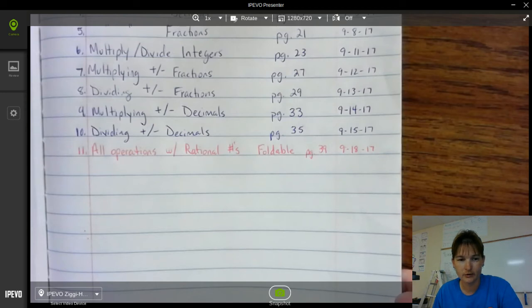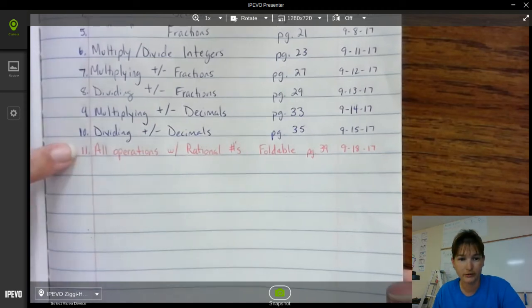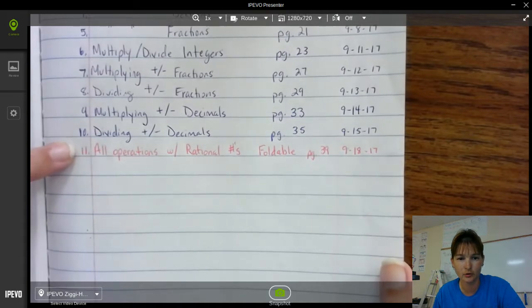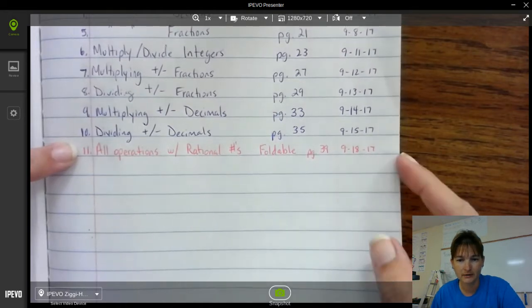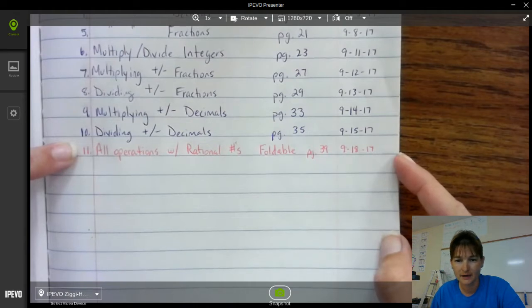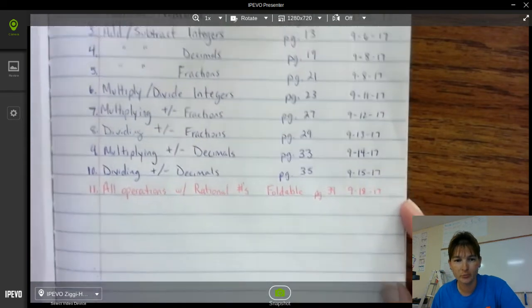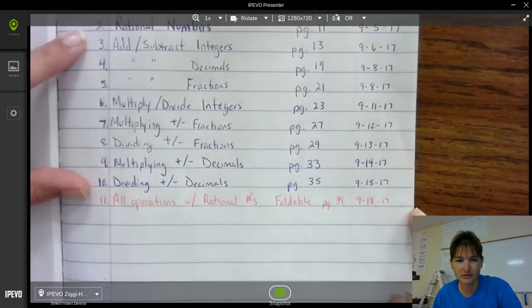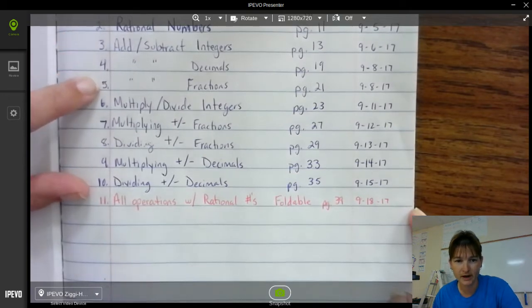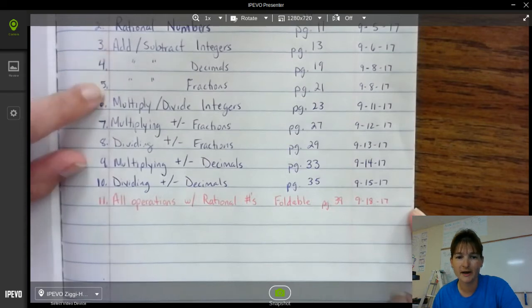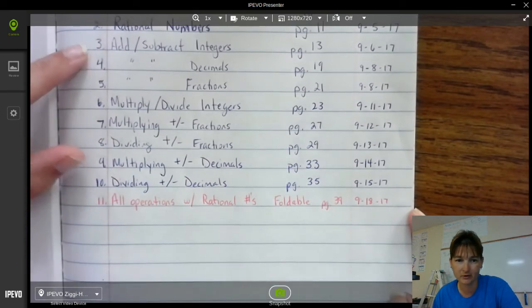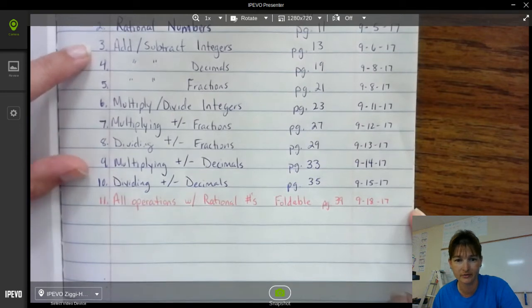Okay, so today you need to put in your table of contents that we're going to do a foldable on all operations with rational numbers. This will go on page 39. The date for Monday is 9/18/17. So we're going to do a foldable that pretty much summarizes all the operations that we've done with all rational numbers, which is integers, decimals, and fractions with add, subtract, multiply, and divide. Everything that we've done for the past basically week and a half.